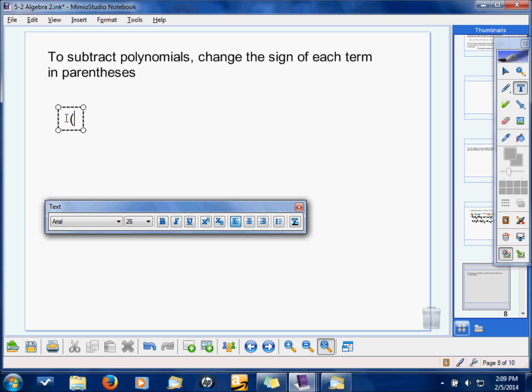Okay, let's do this one: 3x squared minus 7x plus 3.